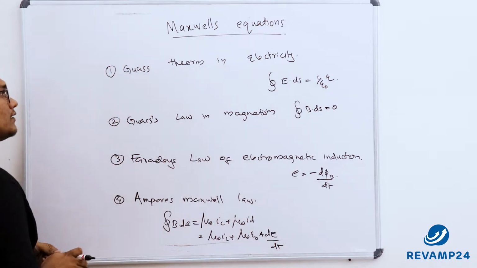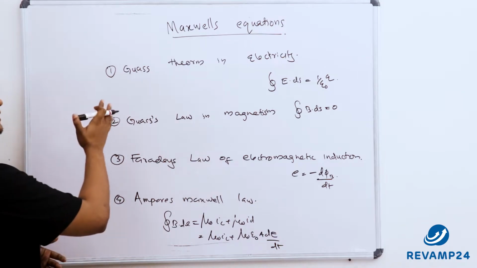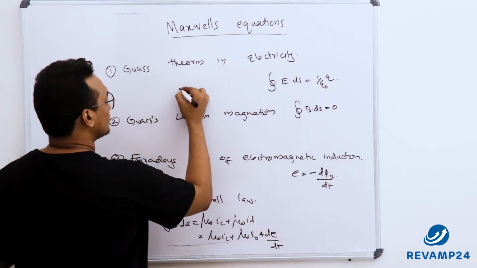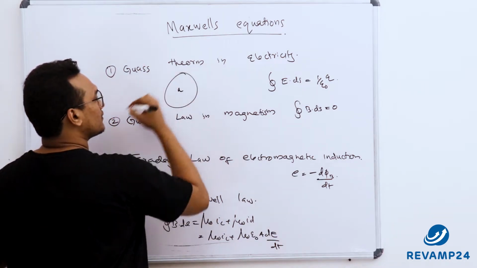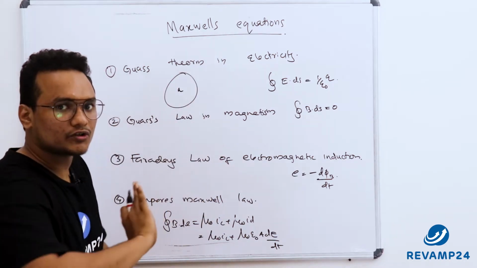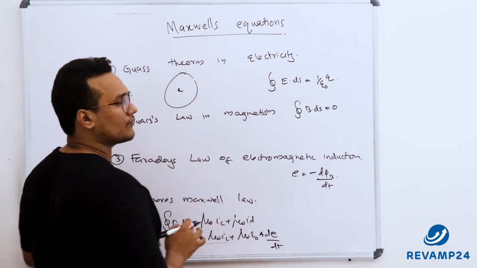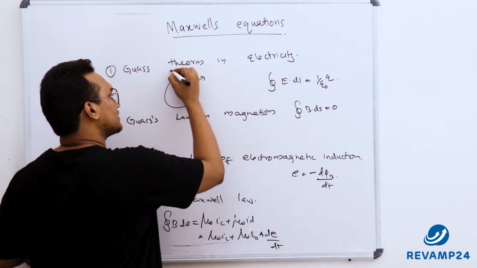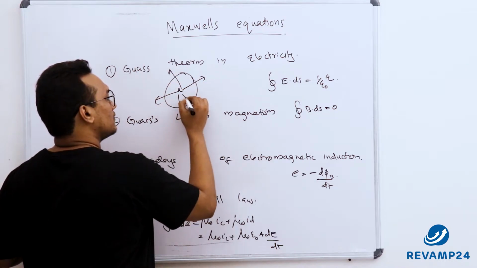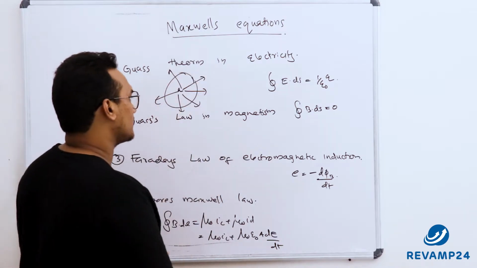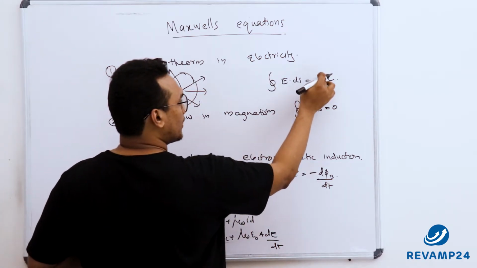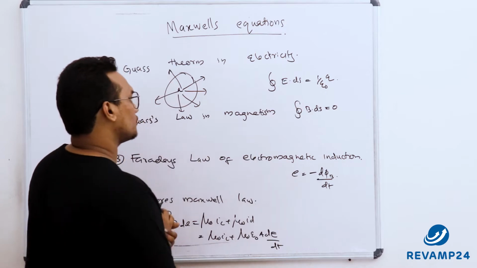Now we will see one law after the other. First theorem is Gauss's theorem in electricity. Simply take a charge, cover it by a Gaussian surface. There shouldn't be any hole. If a hole is there, we can't apply it. Cover it completely, then the total flux passing through the Gaussian surface is equal to 1 by epsilon 0 times the charge enclosed by this.